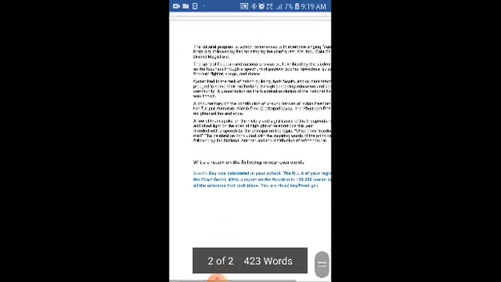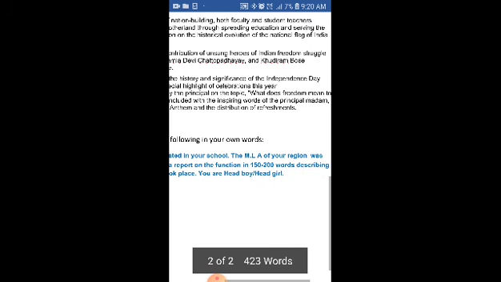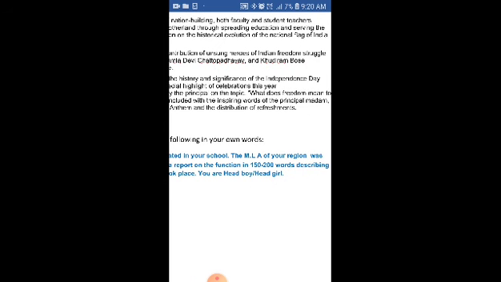Now here is a task for you. You have to write a report on the sports day that was celebrated in your school. Here the MLA of your region was the chief guest. Now you have to describe in your own words and write the report of the same. I hope you will enjoy writing the report of the topic given.